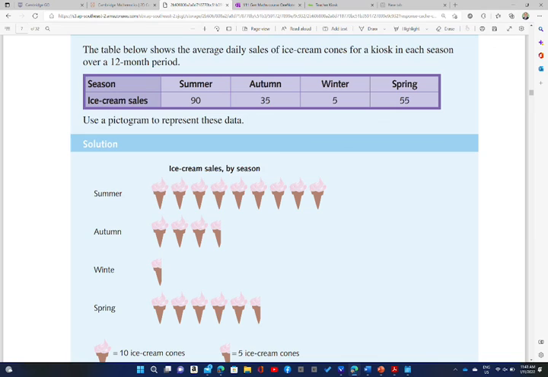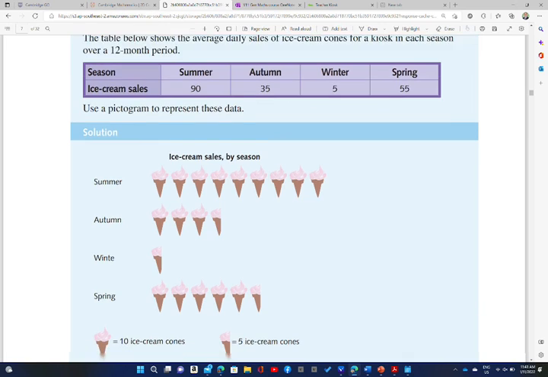And notice they said half of 1 equals 5. If a full cone equals 10 and you have half a cone, you can pretty much assume that half of it equals 5. Okay, so you get the idea?